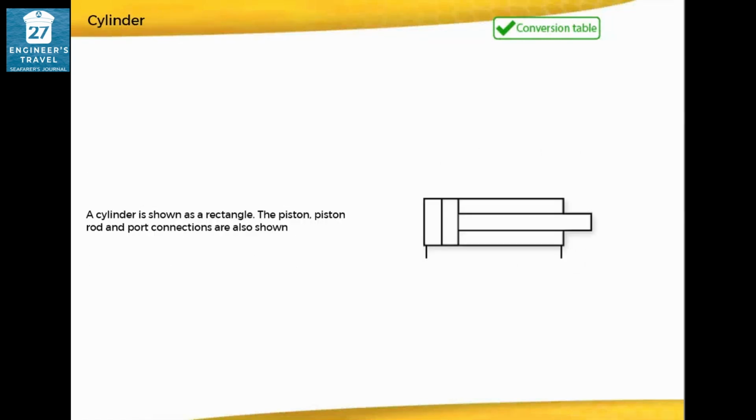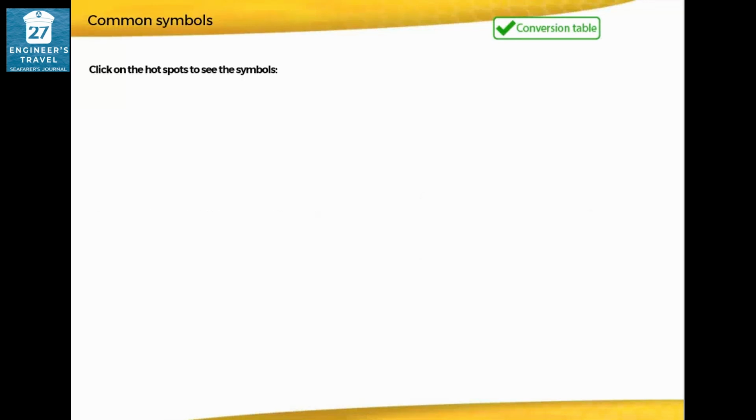A cylinder is shown as a rectangle. The piston, piston rod, and port connections are also shown. Click on the hotspots to see the symbols.